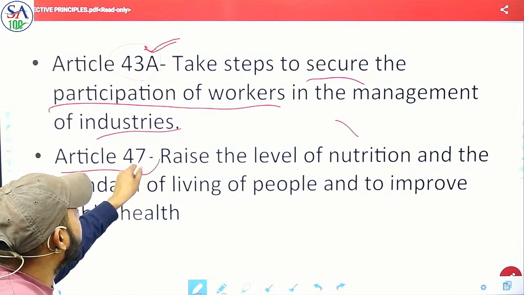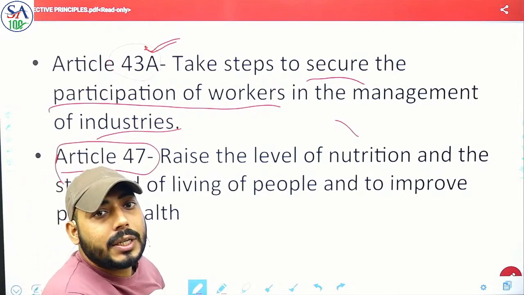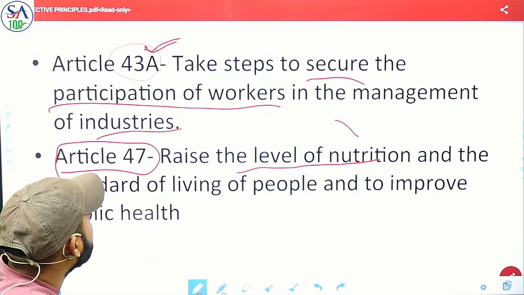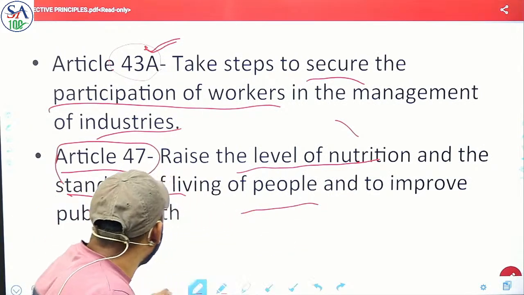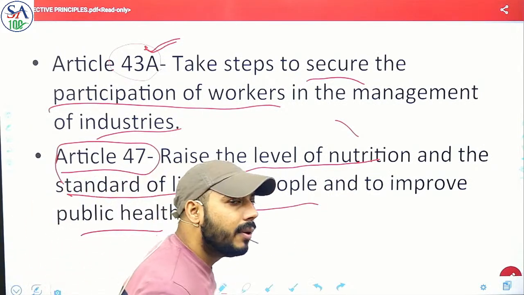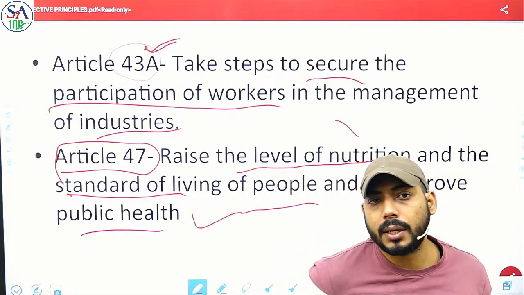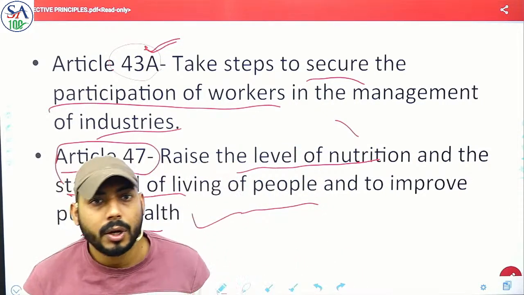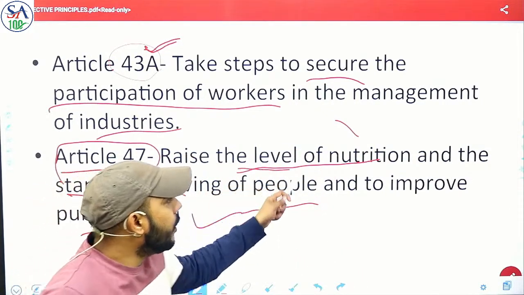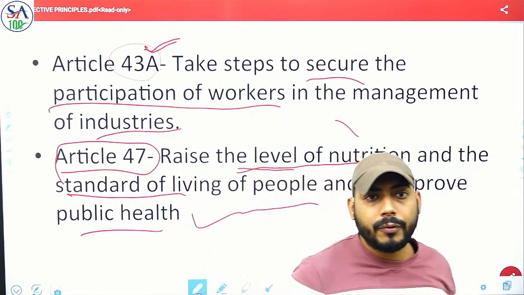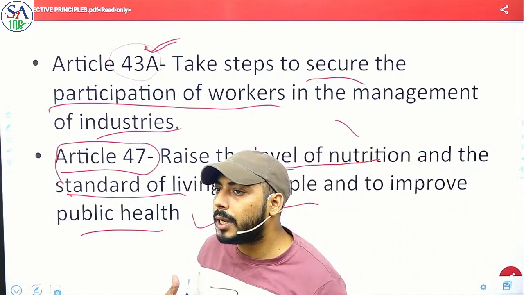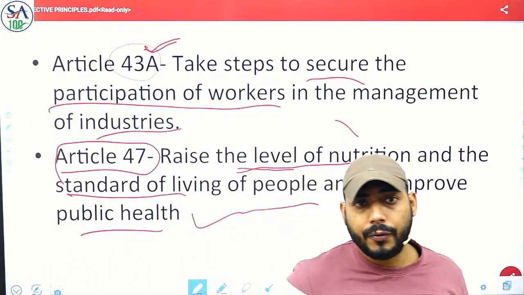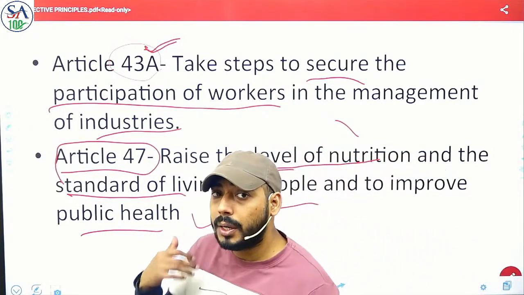Next is Article 47. Article 47 says to raise the level of nutrition and standard of living of people and improve public health. There is not much to explain in this article: being a welfare state, it is the responsibility of the state to ensure the level of nutrition in our country. We see that there is large scale malnutrition in our country. So the government has launched different initiatives and schemes to ensure nutrition in the people.